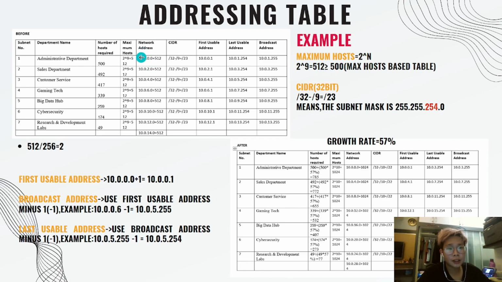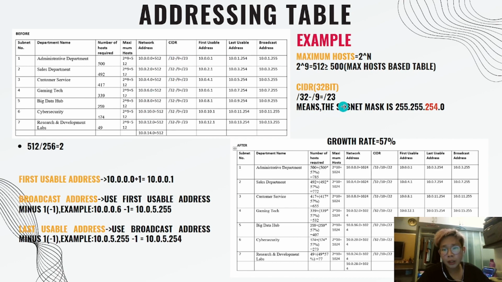Okay, so the next is network address. We start from 10.0.0.0, which is given by the question. Then we use the maximum host. As the maximum host is 512, we divide 512 by 256, which equals 2. So the next value will be 10.0.2.0 and so on.